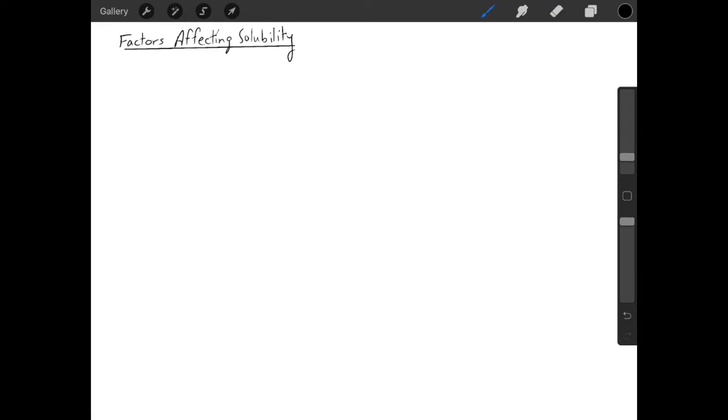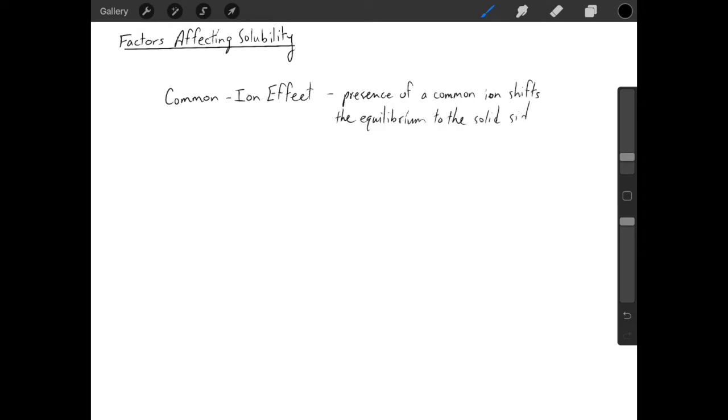The second factor that we'll talk about is the common ion effect, where the presence of a common ion is going to shift the equilibrium to the solid side. So a common ion that shifts the equilibrium to the solid side means that more of that material is not dissolving, more of it is staying precipitated, which corresponds with a decreased solubility.